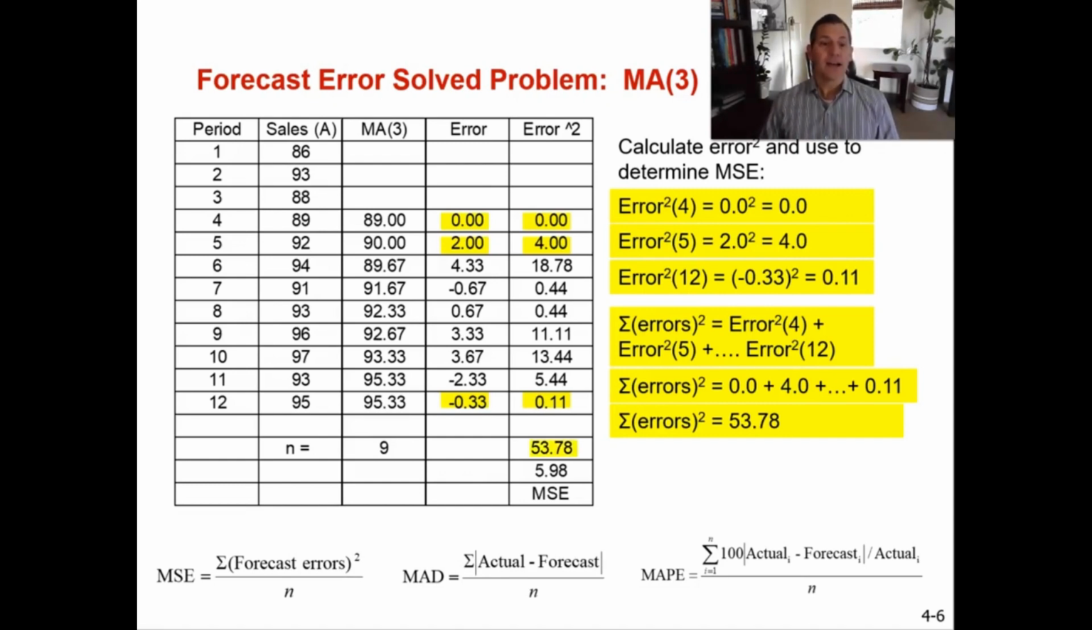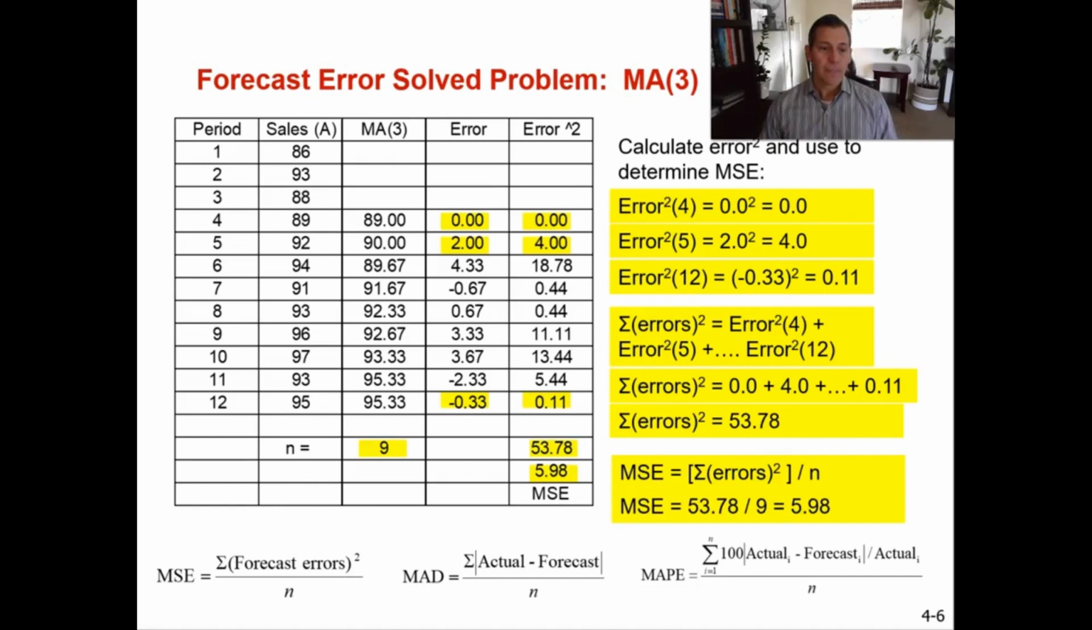On exams, I will give you the right, wrong answer of 53.78, but you're not done even after you've added up all of these errors squared. You have to divide by your n. So when you take 53.78 divided by n, because that's your number of periods, then your mean squared error is 5.98. So we've now calculated your mean squared error. The correct answer is 5.98. It's not 53.78. So 5.98 is your mean squared error for the 3-month moving average.